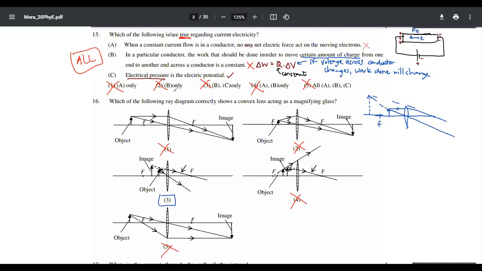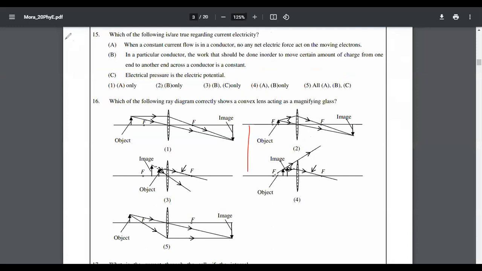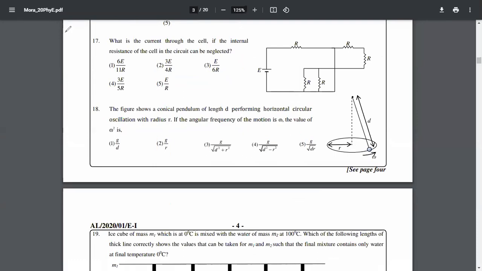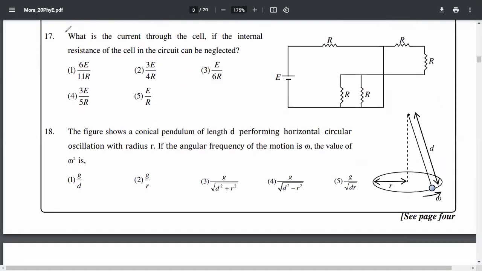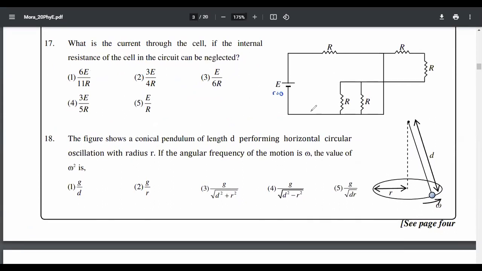Now, I will move on to the 17th question. Right, 17th one. Okay, 17th question is easy. What is the current through the cell if the internal resistance of the cell in the circuit is negligible, so it doesn't have R. Now I see this part, and that part is very important, people. Whenever there is a short circuit, you should see whether the current can avoid the resistors and flow.